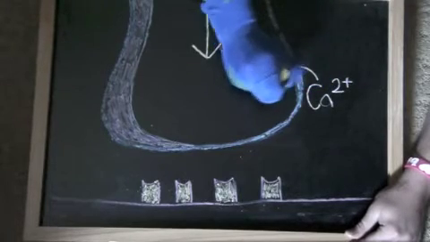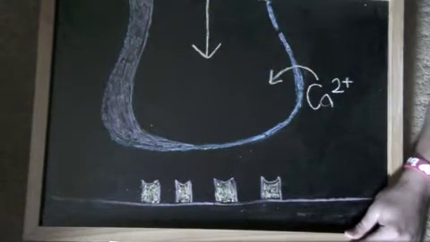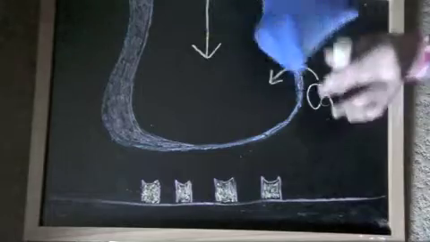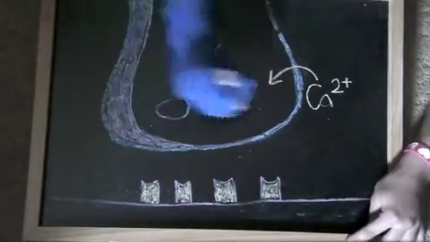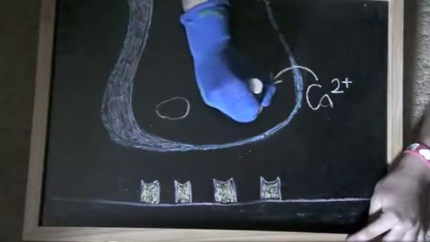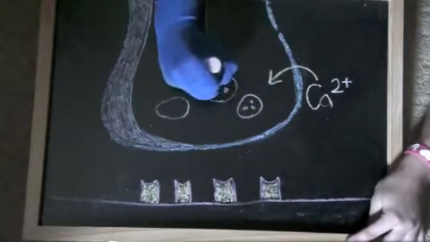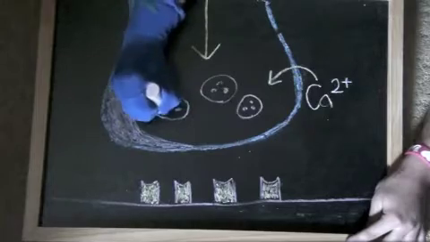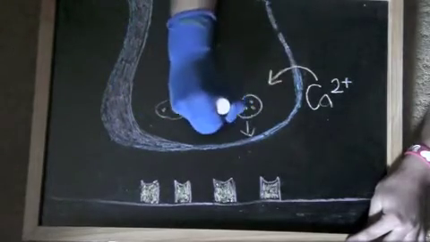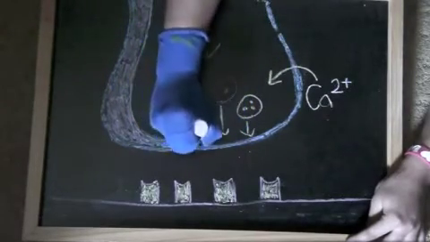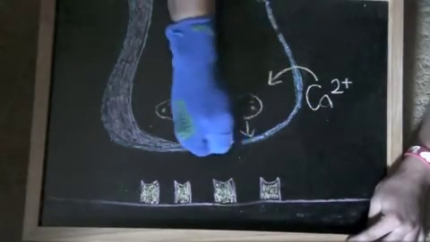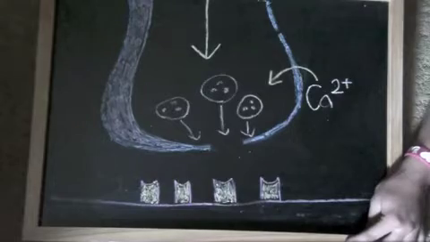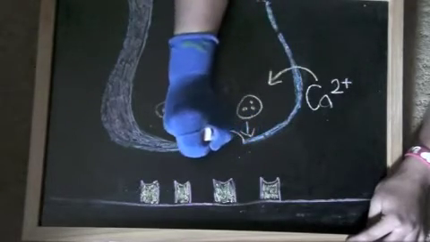When this reaches the end bulb, it causes calcium to flow into the nerve end bulb. This influx of calcium causes vesicles containing neurotransmitters to migrate to the membrane at the neuromuscular junction. These vesicles then fuse with the membrane, releasing neurotransmitters, in this case acetylcholine, into the synaptic cleft.